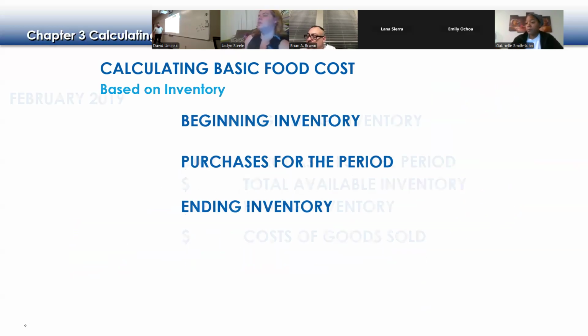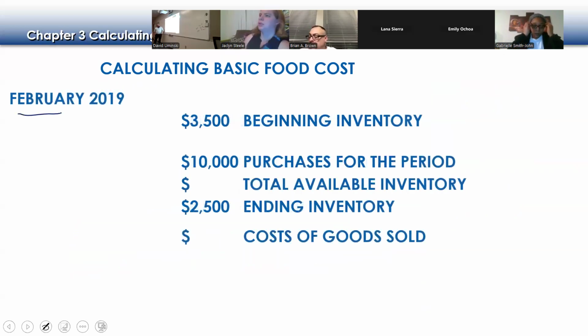First example, February. Our beginning inventory is $3,500. And we add $10,000 in purchases for that period. So Juan, what is our total available inventory? 13,500. Yep, 13,500. So our total available inventory. That means at any point during February, I had $13,500 worth of product available to me to use to sell.